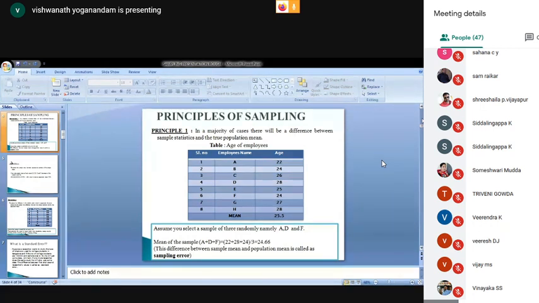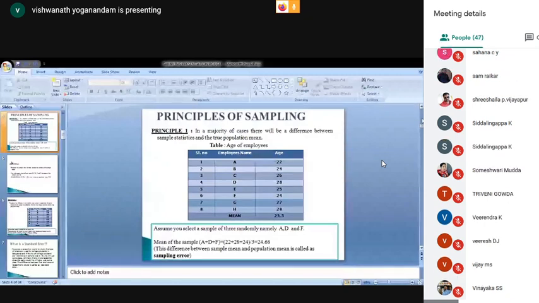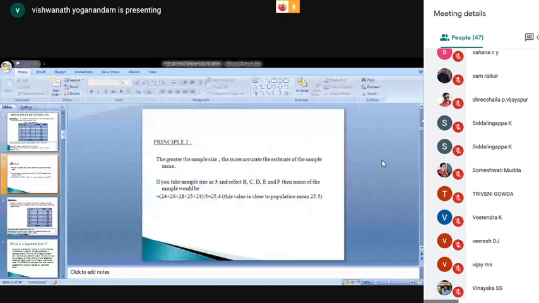This difference of 0.84 is called sampling error. That is the error from the population mean. So the second principle is, the greater the sample size, the more accurate the estimate of the sample mean. If you take more people in the sample, then you will be getting close to the population mean.